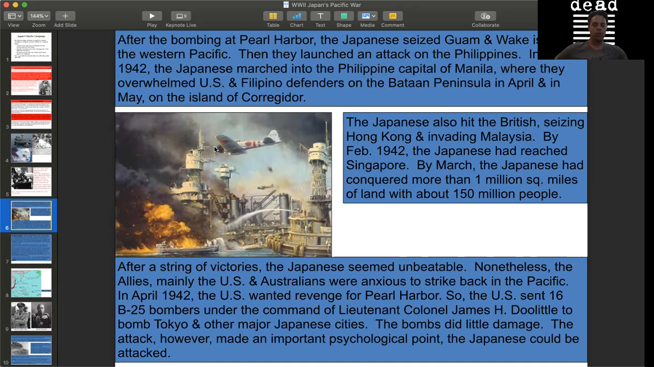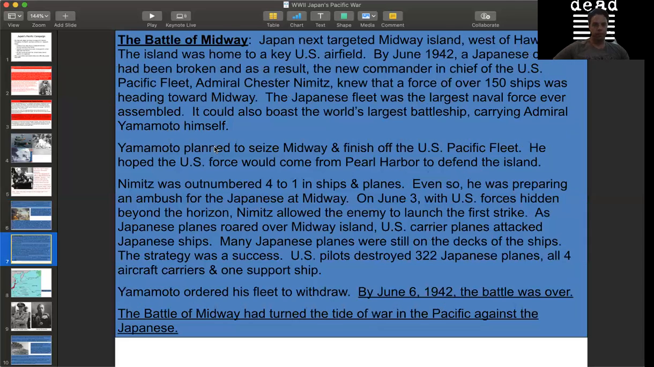They would fly off the aircraft carriers, land, and then refuel in China. The bombs didn't really do much because obviously 16 bombers is not a lot of payload. But it was a psychological victory for both the United States and Australia, and psychologically damaging to the Japanese, because it proved that we could attack them and that they were vulnerable.